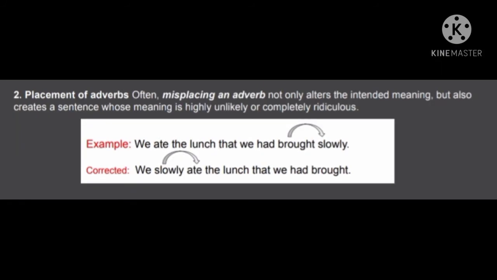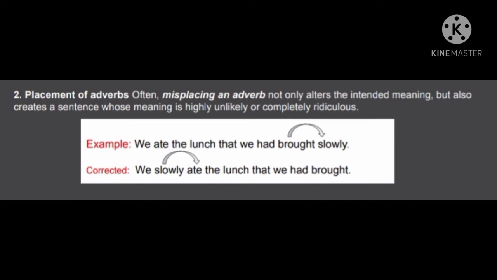Number 2, placement of adverbs. Often misplacing an adverb not only alters the intended meaning, but also creates a sentence whose meaning is highly unlikely or completely ridiculous. But first, we need to recall the meaning of adverb. An adverb of place always talks about the location where the action of the verb is being carried out. Adverbs of place are normally placed after a sentence, object, or main verb. Adverbs of place can be directional, for example: up, down, around, away, north, or southeast.